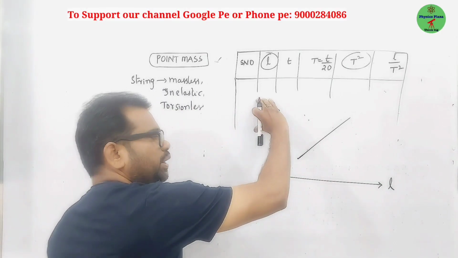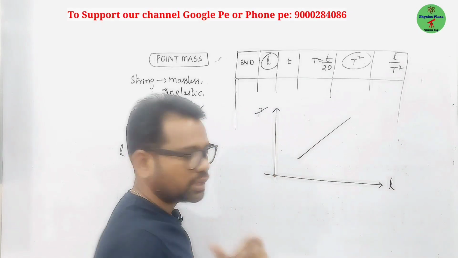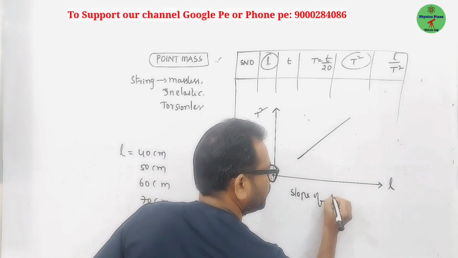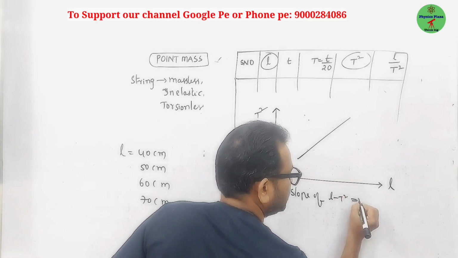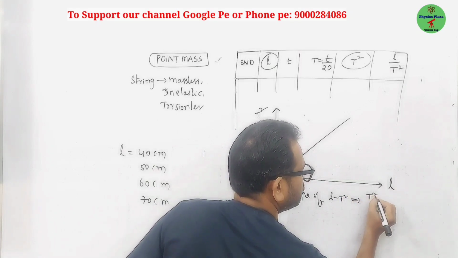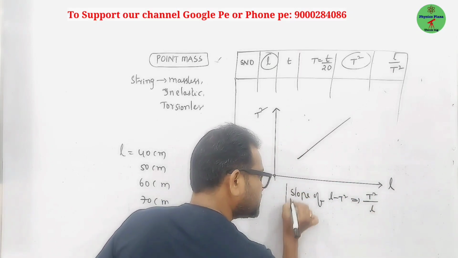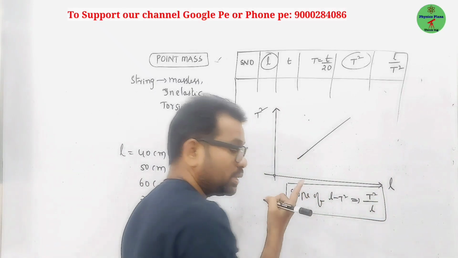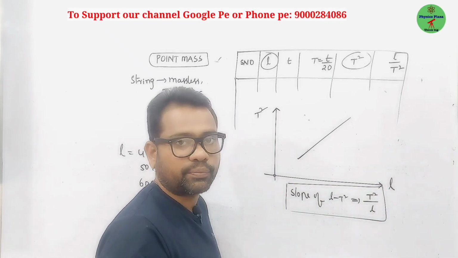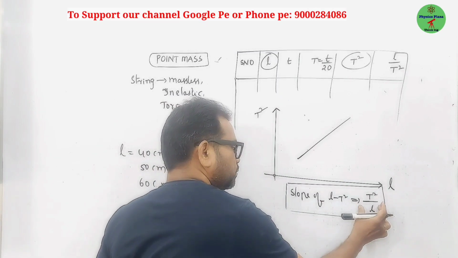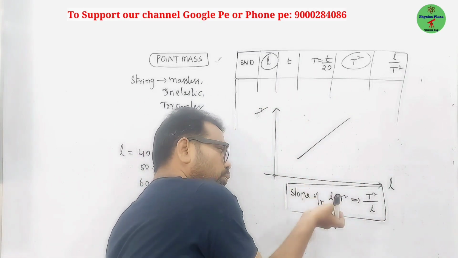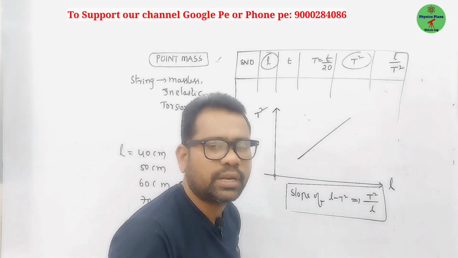Fine. And by using this graph, dear children, what is the slope of this graph? Slope is the y component by the x component, in simple terms. So the slope of the L versus t square graph is going to be t square by L. Now, why is this important? This concept is important. Please remember this, as we will be using it later. So from this graph, can we calculate t square by L? Yes. By using this slope only, we are going to calculate the acceleration due to gravity.